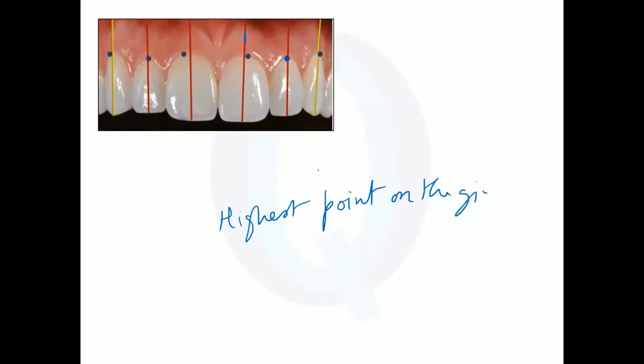Okay, Dr. Mami wants me to repeat zenith. Zenith is the highest point on the gingiva. In central incisor, the highest point is slightly distal to the central midline. For lateral incisor, it is on the midline, and for canine, it is distal to midline. You have to remember the zenith. Zenith is like the height, the highest point. Okay.